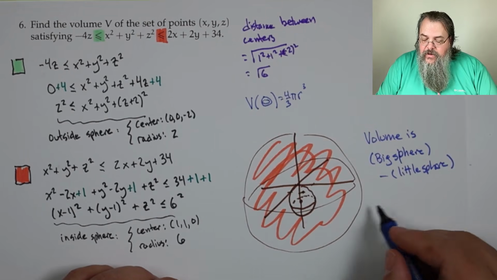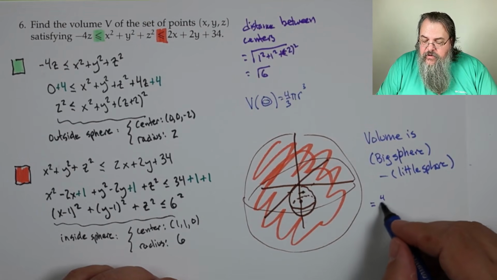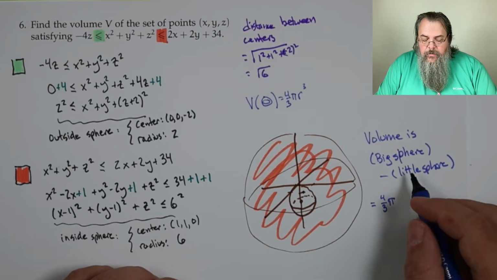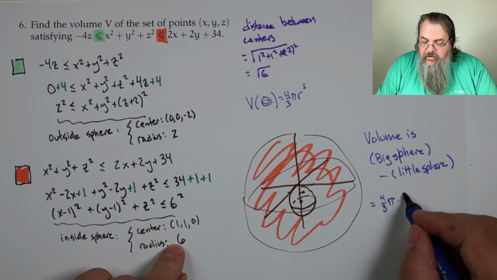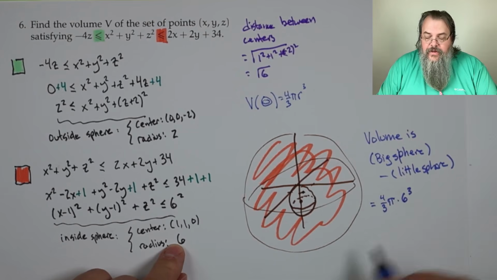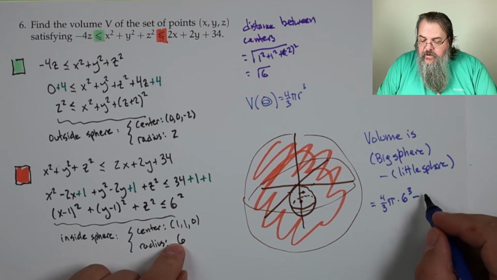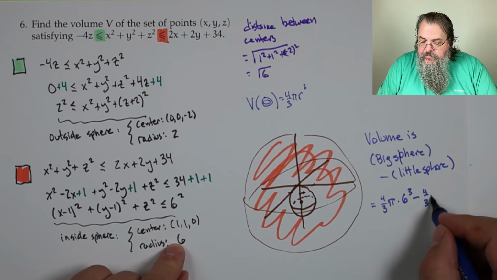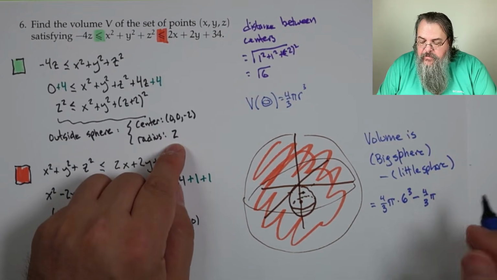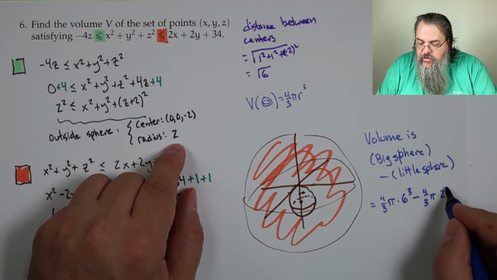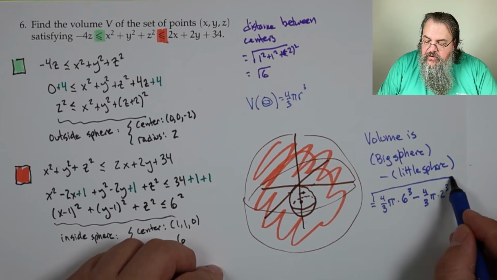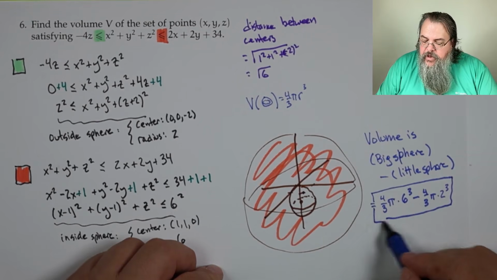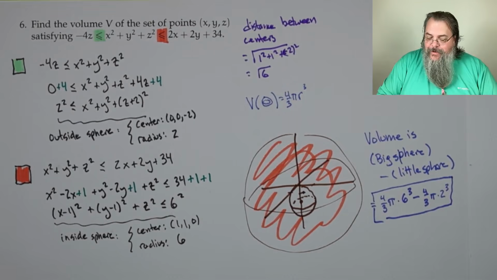Okay, so what do we get? That's 4/3 pi. What's our big radius? 6. So 6 cubed. Minus 4/3 pi times our small radius. So that's 2 cubed. And that's an answer. Perfectly fine answer. Nothing wrong with that.